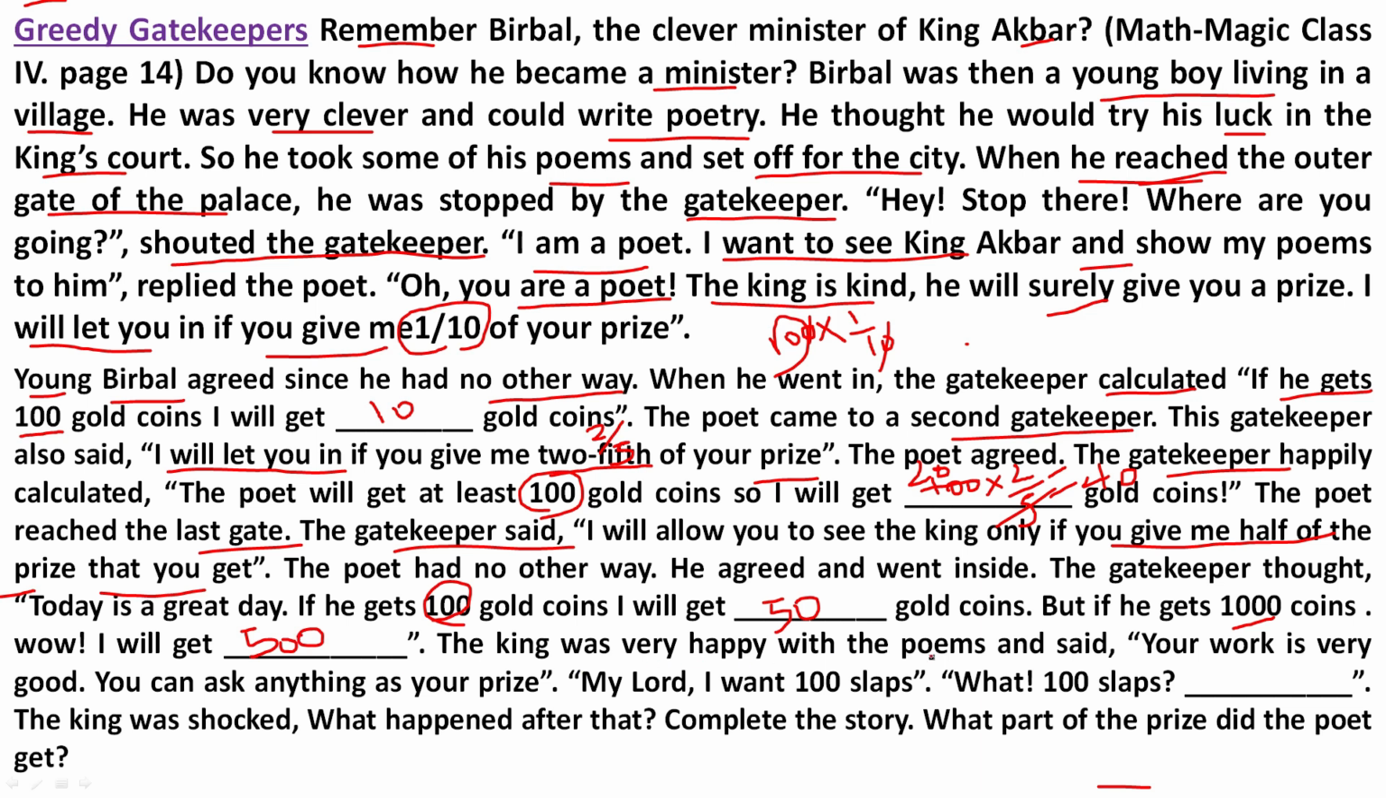The king was very happy with the poem and said, your work is very good. You can ask me anything as your prize. Oh my lord, I want 100 slaps. What? Slaps? The king was shocked. What happened after that? You can complete the story.